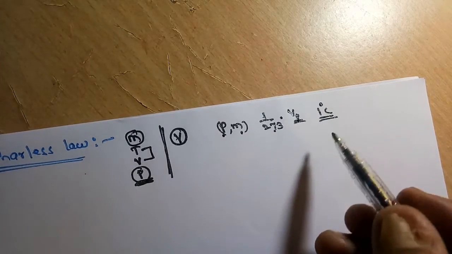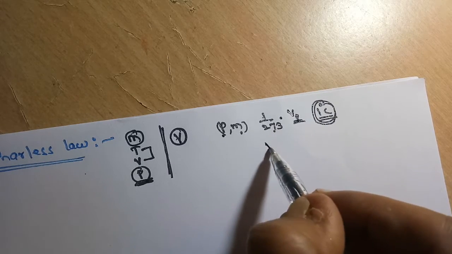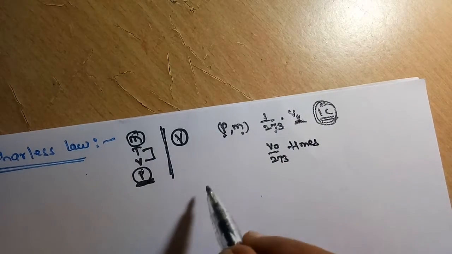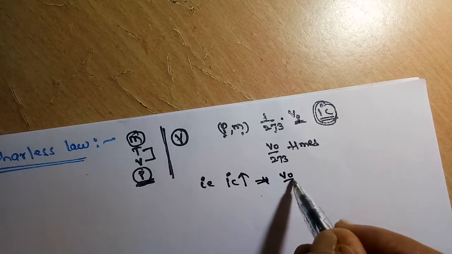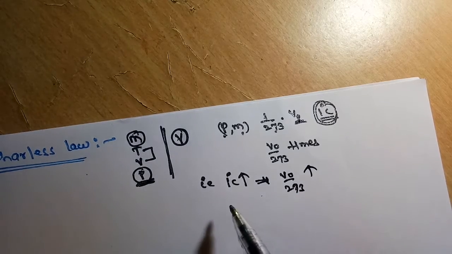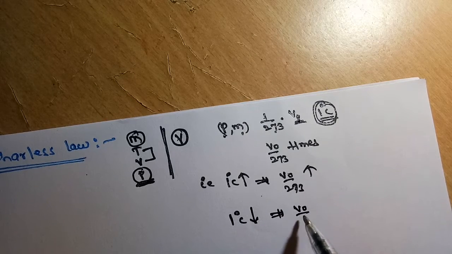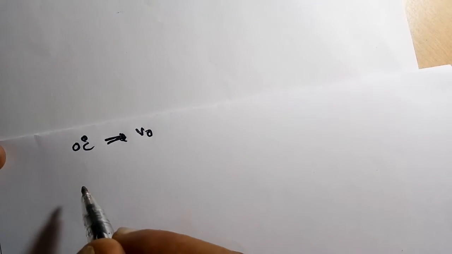Are you understood? For every 1 degree centigrade change in temperature, the volume occupied by the gas is changed by V0 by 273 times. For every 1 degree centigrade increase in temperature, the volume increases by V0 by 273 times. For every 1 degree centigrade decrease, the volume decreases by V0 by 273 times. Now I am taking the volume at 0 degree centigrade as V0.